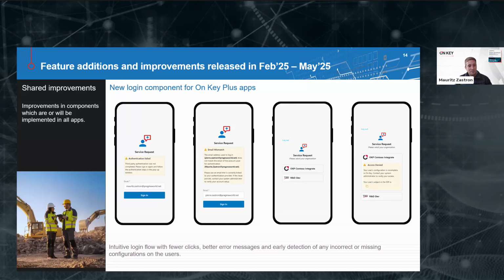It seems like a simple improvement, but we've removed quite a few clicks in the login process, and we've also added quite a few validations on login. So what we found in the past is because the system is so configurable, sometimes there were setup issues with users or authentication, and then you would only realize that once you're in the app. So we moved all of that validation into the login process, so you would not be able to get into the app with the incorrect configuration, and the messages that we give you on how to correct that have also been extended quite a bit. So this should make it easier to get into the apps, and if you can't get into the app, also show you why you can't get in.